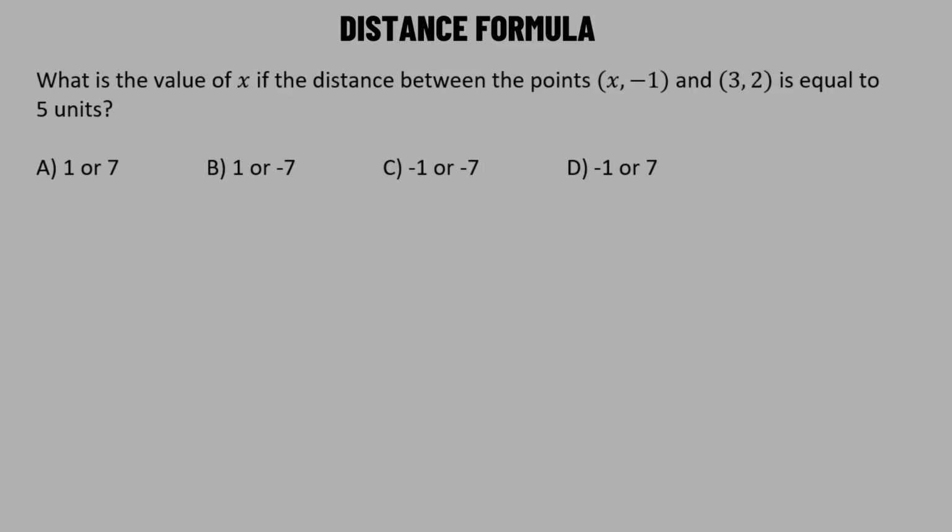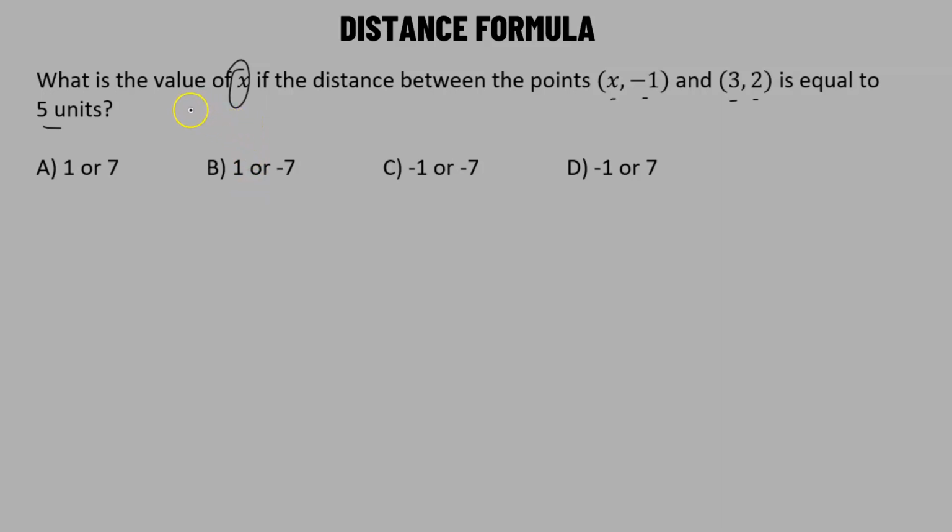So here in this problem, we need to determine the value of x. It's given here that there are 2 points. One of the points has the coordinate (x, -1), and the other has the coordinate (3, 2). And the distance between these 2 points is 5 units. Using this information, we need to find out the value of x.